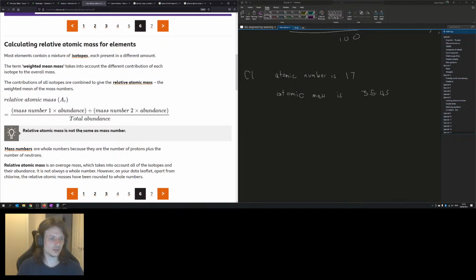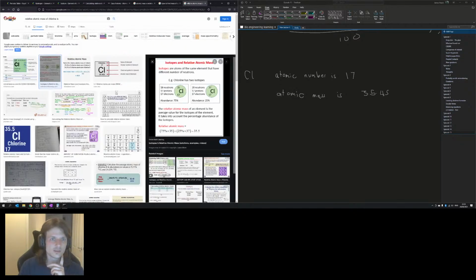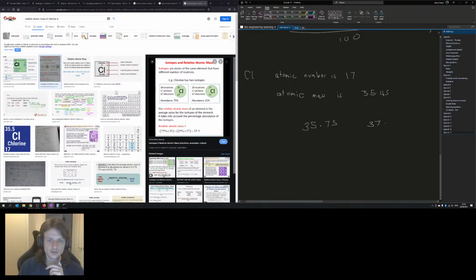Relative atomic mass is not the same as mass number. Mass number refers to 35 and 37. So we've got this 75, and then 25, plus, and then divided by 100.